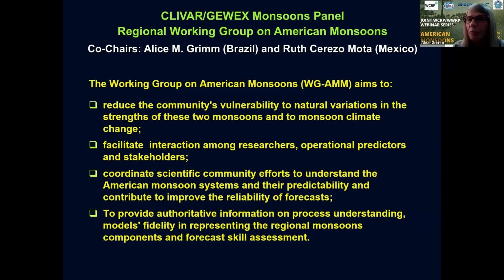This working group on the American monsoon aims mainly to, first, reduce the community's vulnerability to natural variations in the strengths of these two monsoons, the North America and the South America one, and to monsoon climate change; facilitate interaction among researchers, operational predictors, and stakeholders; coordinate scientific community efforts to understand the American monsoon systems and their predictability, and contribute to improve the reliability of forecasts; and provide authoritative information on process understanding, model fidelity in representing the regional monsoon components, and forecast skill assessment.